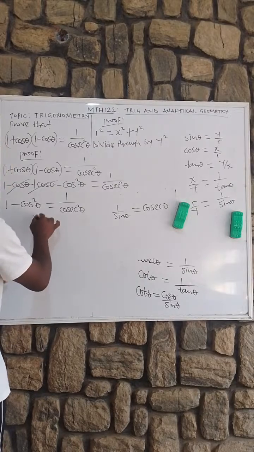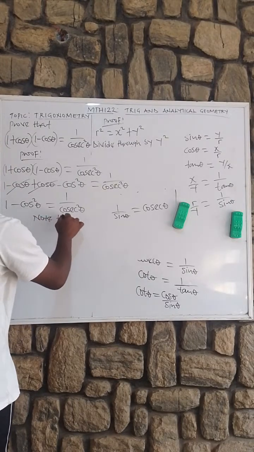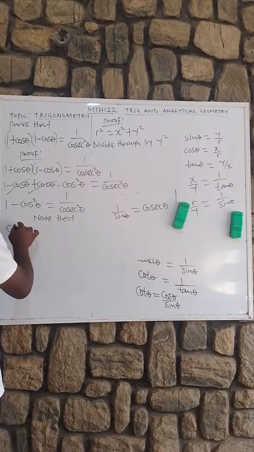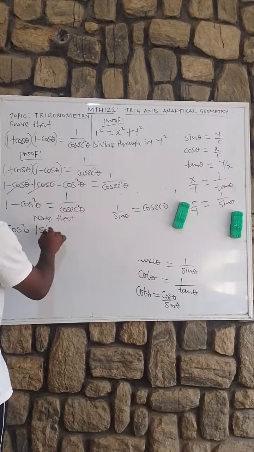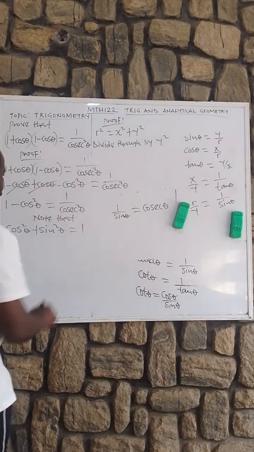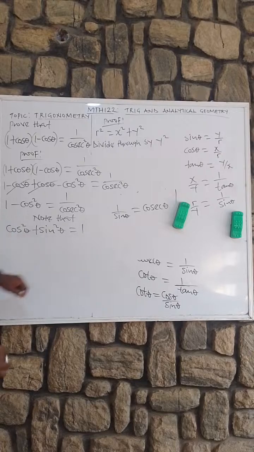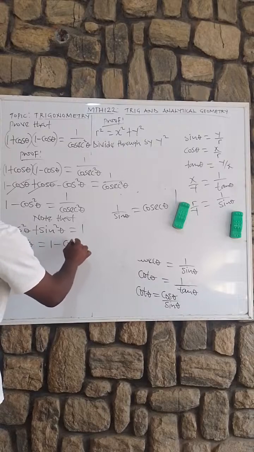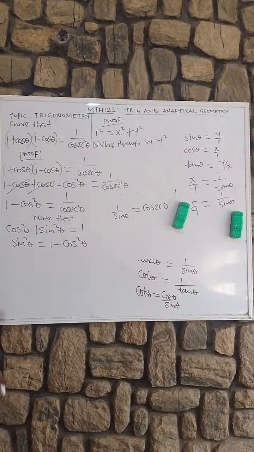Let us note that cos square theta plus sin square theta is equal to 1. True or false? So this implies that sin square theta is equal to 1 minus cos square theta. True or false? So can you see what I am saying?